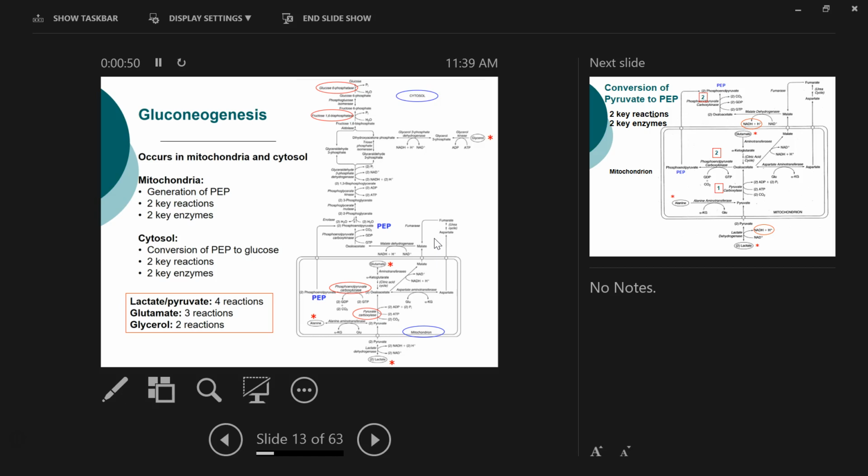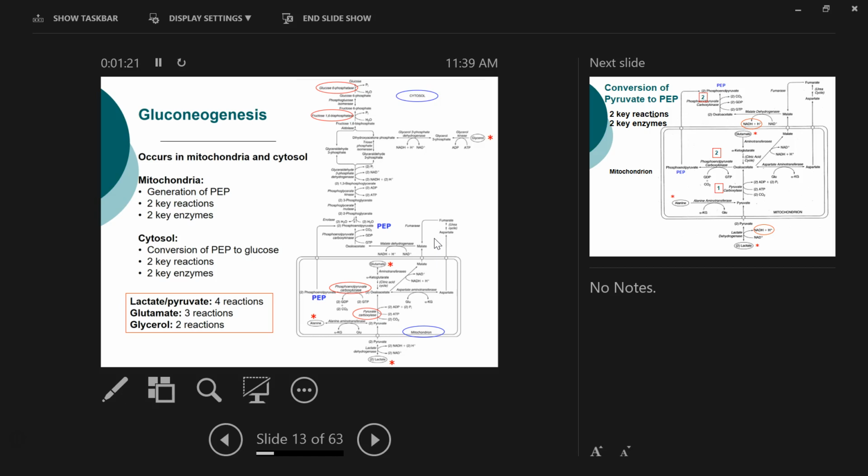So you know the complete oxidation, right? Oh, sorry, actually, the gluconeogenic pathway goes in the opposite direction, right? And this is the mitochondria, and this part represents the cytosol.